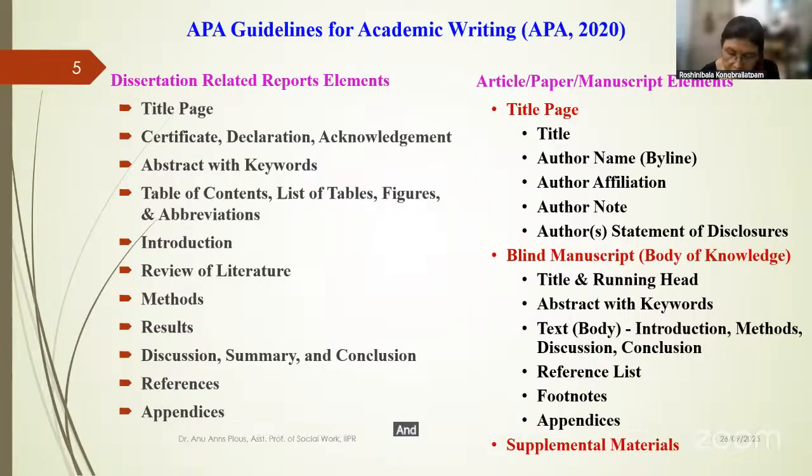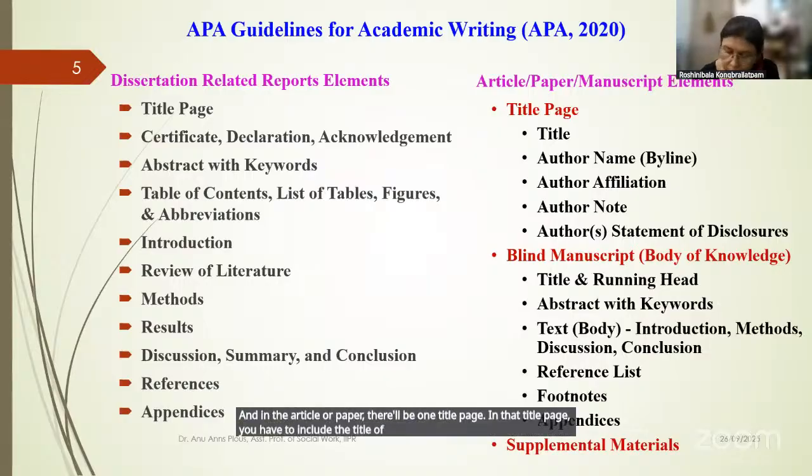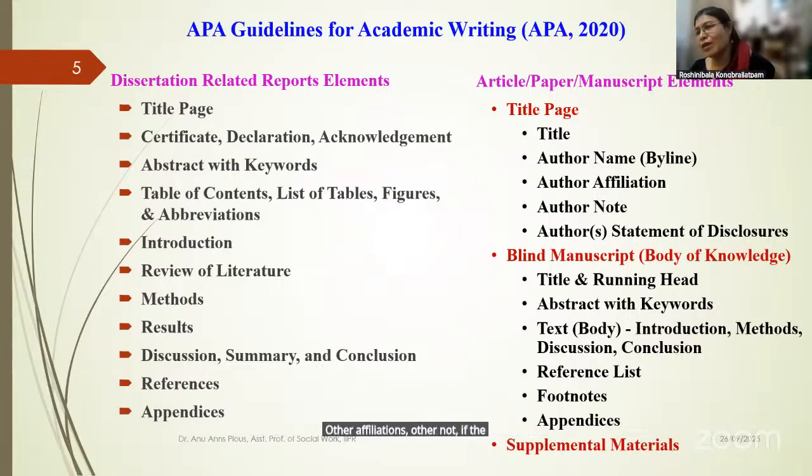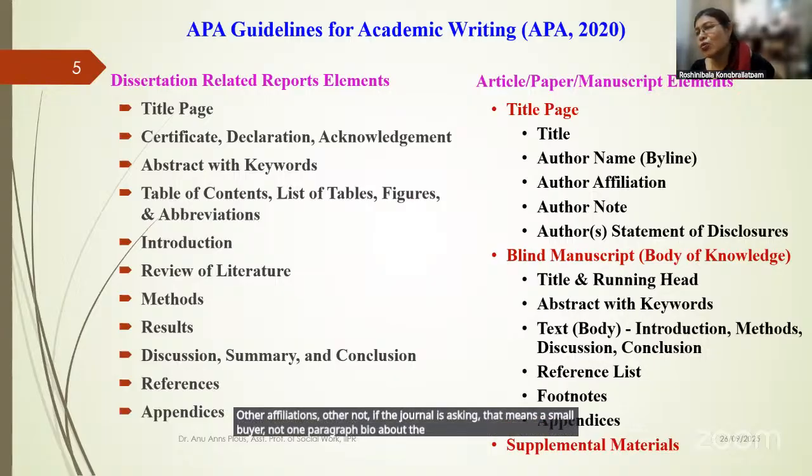And in the article or paper, there will be one title page. In that title page, you have to include the title of the article, author names, byline, which is known as the byline, author affiliations, and an author note if the journal is asking. That means a small bio note, a one-paragraph bio about the author or all the authors.